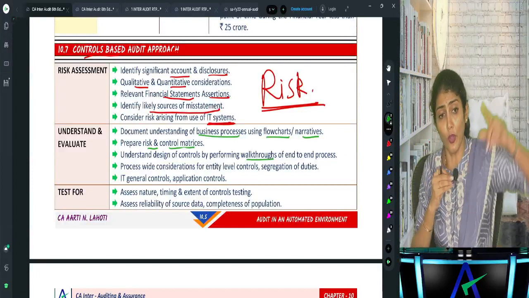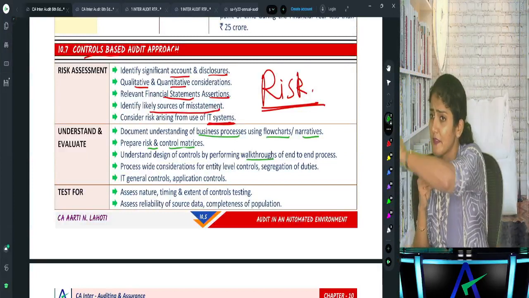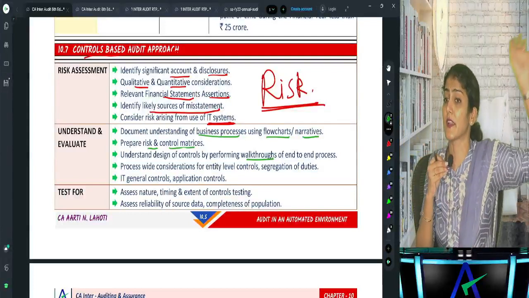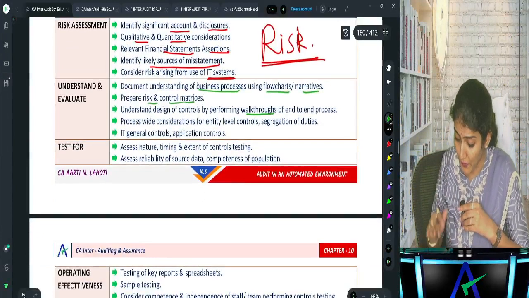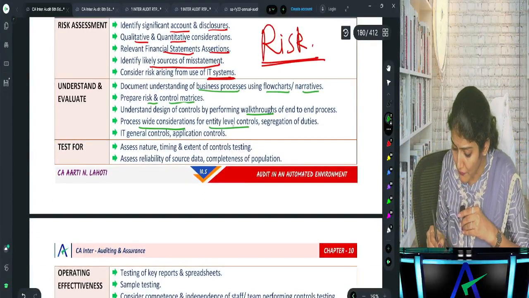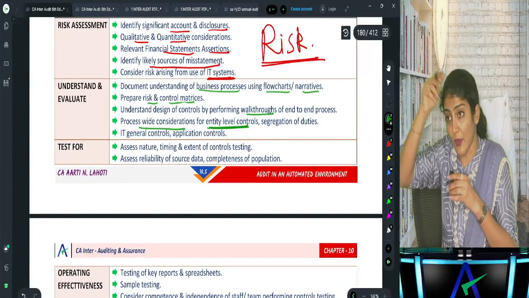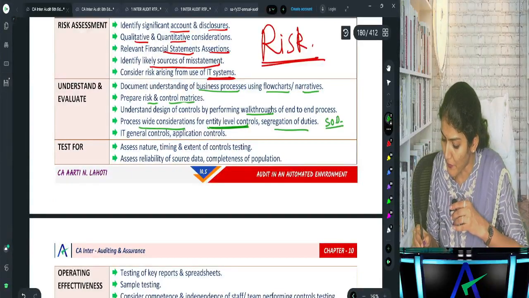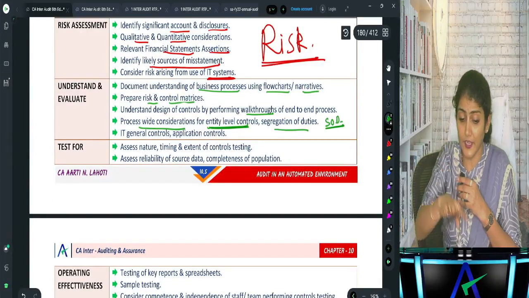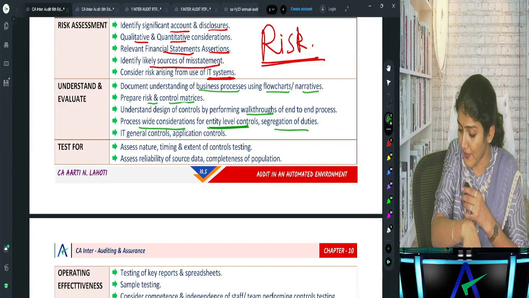What is a walkthrough? From the beginning to the end of the transaction, you check all the controls which are exercised and do a walkthrough of the system. Then after that, you check for the process-wide consideration for entity-level control. That is across the organization, what controls are there and whether there is proper SOD. What is SOD? Segregation of duty. So you check for ELC and SOD.